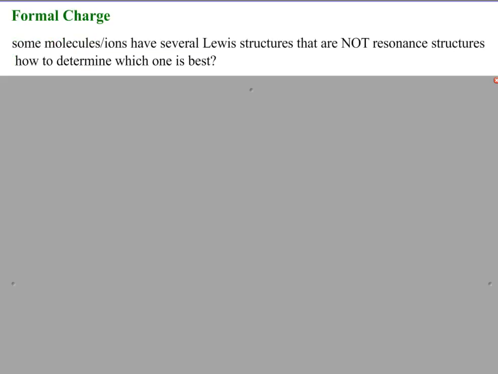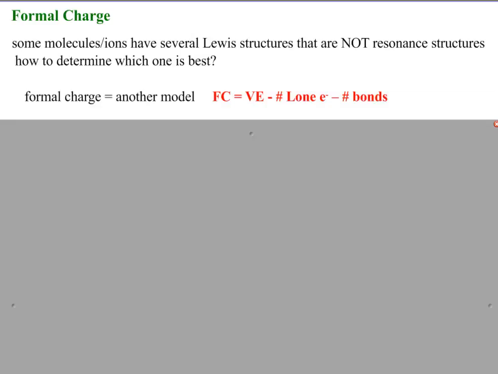Our next topic is formal charge. Formal charge is a theory that explains the actual experimental shape that we find with some molecules and with some ions. Sometimes we find that there are Lewis structures that are not resonance structures that we can draw for a particular species. And how do we figure out which one is the best one to draw? So formal charge, like Lewis structures, is another model for representing the geometry of molecules and ions.